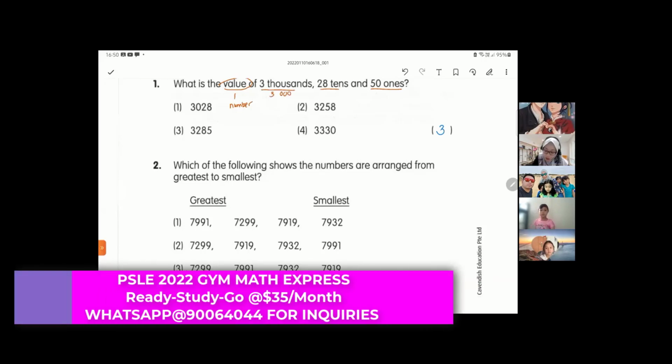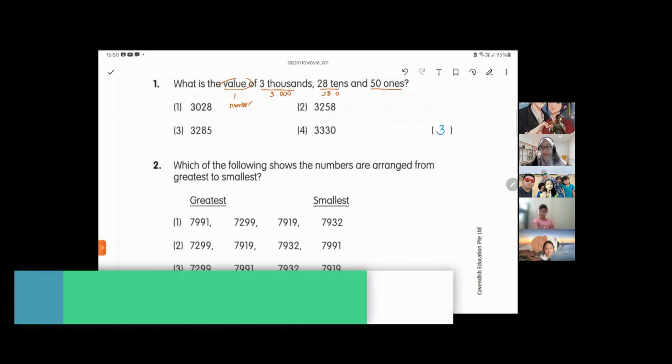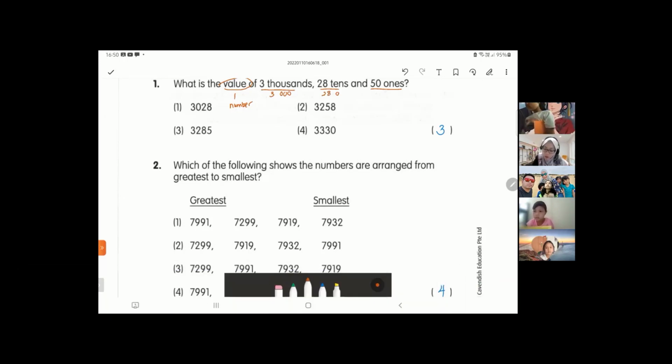28 tens. Tens is 280. 51 ones. Ones is just one, number one, right? So 51 means just 51. There's no zero there. Okay. Then what you have to do is just add up together and then you get your answer. How do I add up? 3,000 plus 280 plus 51 together. Start with your ones.